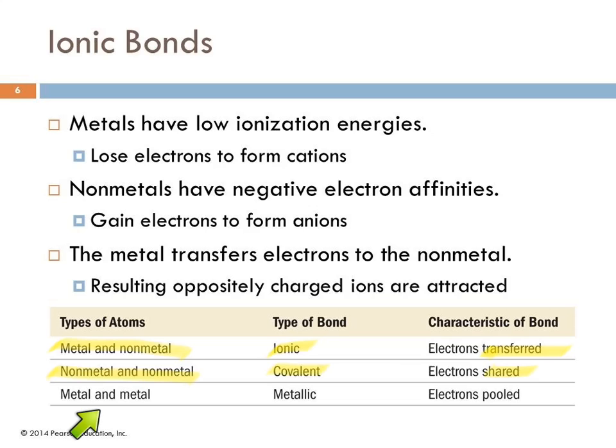And there's another type of bond between different metals. Excuse me, too much Dr. Pepper. Two metals. Then you get a metallic bond. And in a metallic bond, the electrons are pooled. They're not shared, they're not transferred, there's just this sea of electrons that holds the metals together, and we'll talk about those.